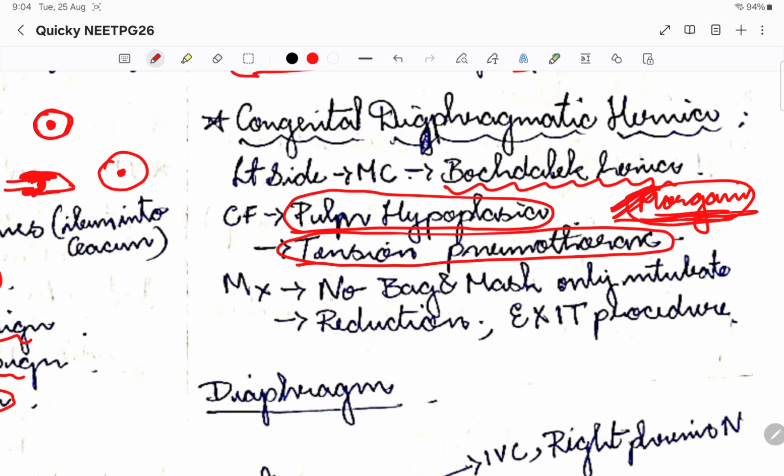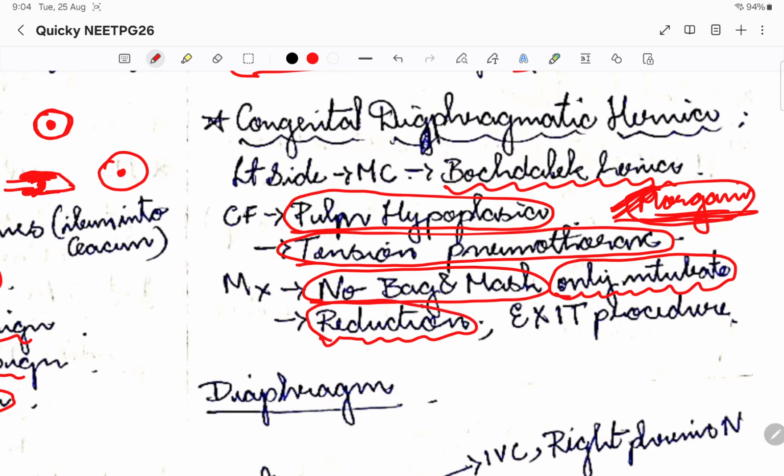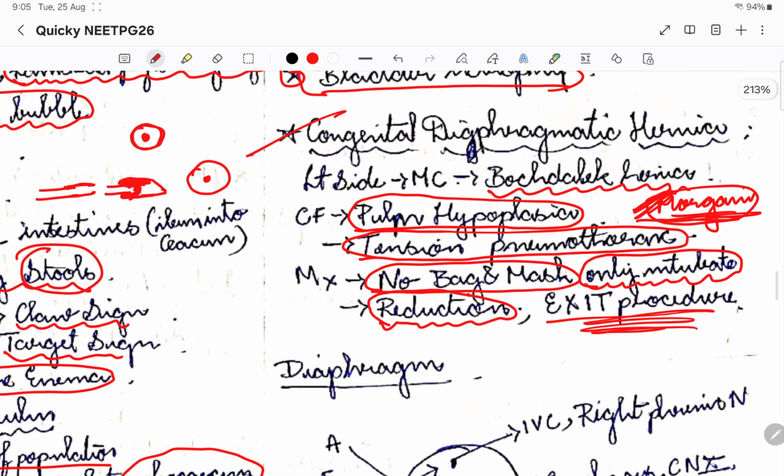What do we do? Please do not do bag and mask. Bag and mask cannot be done here. Only always intubate. We cannot directly do bag and mask because all the air might enter the gastrointestinal tract and it might exaggerate the defect. Now the mainstay of treatment is reduction, so we'll reduce the hernia. The EXIT procedure is the procedure that we do. So this is with respect to congenital diaphragmatic hernia.